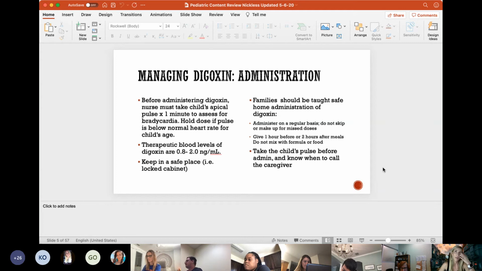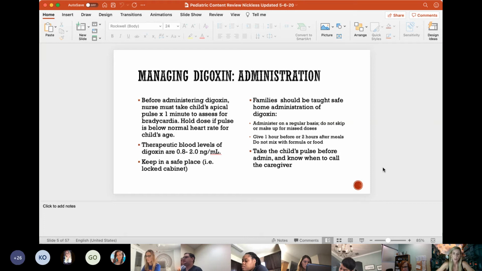Now, a lot of the time the doctor will write a specific number for each patient. But in general, the range that NCLEX wants you to know is 90 to 100, okay? And the therapeutic level is going to be anywhere from 0.8 to 2. And we want to make sure that we keep it in a safe place. It's a little pill. It looks like candy, okay? So if kids were to get it and just start ingesting it, it could be really, really bad, all right?